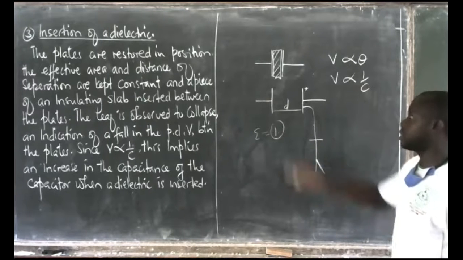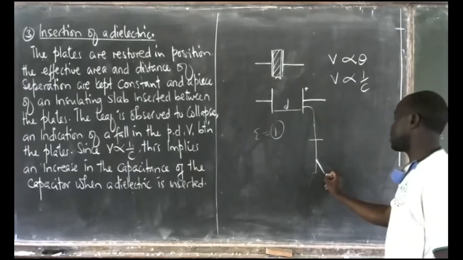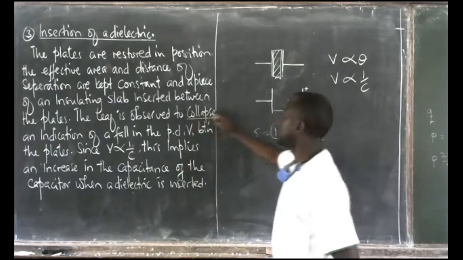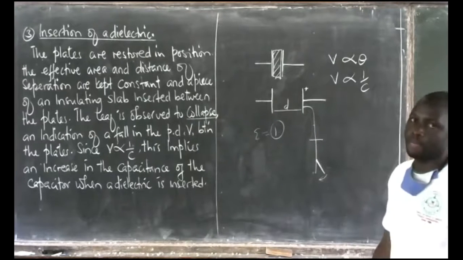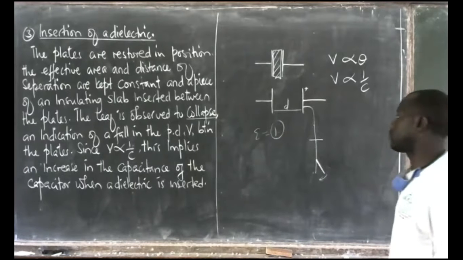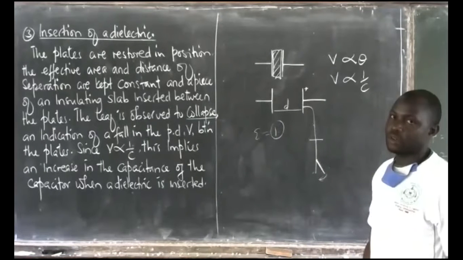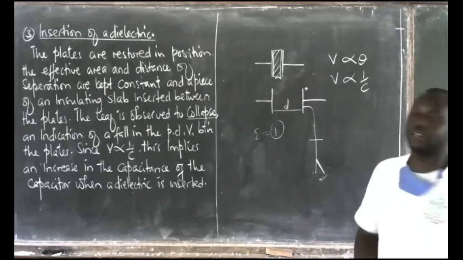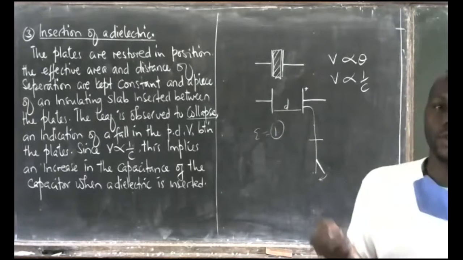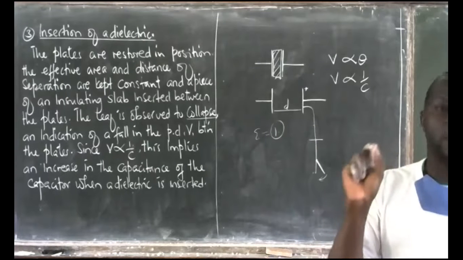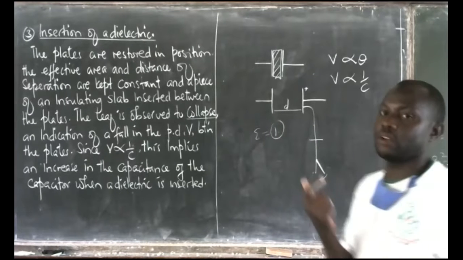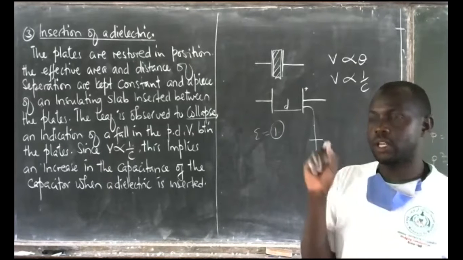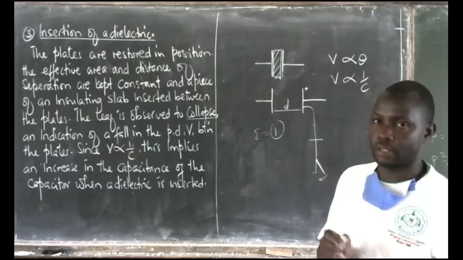So what are we saying when we insert the dielectric? The divergence reduces. Many times we use the word collapsing, so it should not be any point of contention here. We use the word collapsing, meaning a reduction in the divergence of the leaf. So it is observed to reduce, but since we know that divergence of the leaf is a measure of the PD between the plates, then a fall in the divergence means a reduction in the PD.